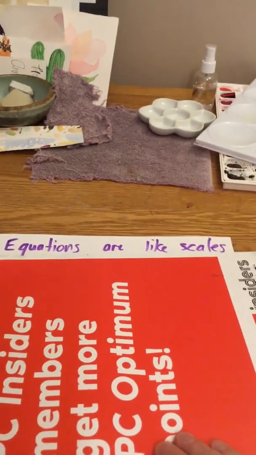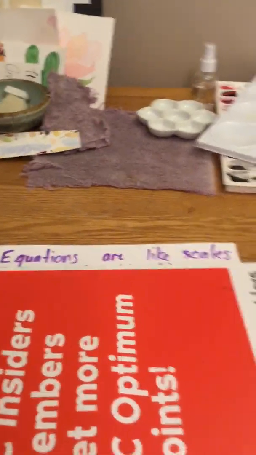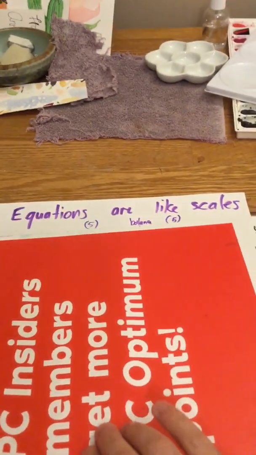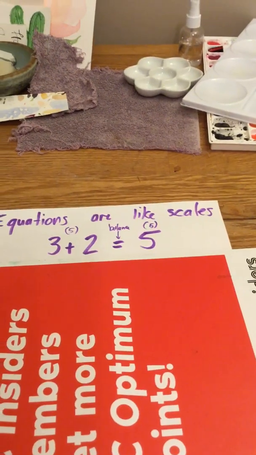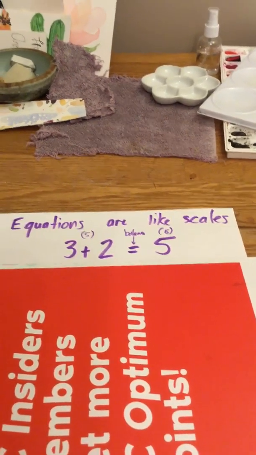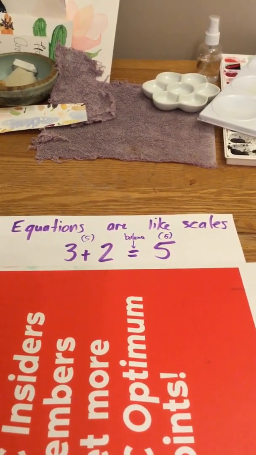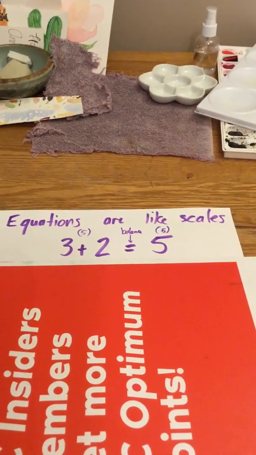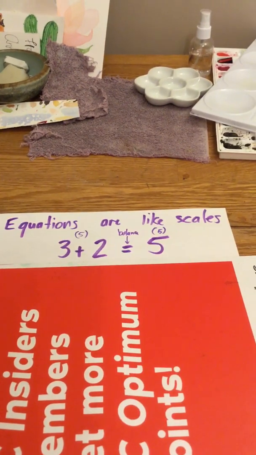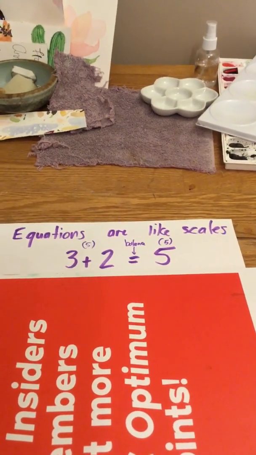This is where we get into the root of it. Equations are like scales. Okay, so think about the balance of a set of scales. So 3 plus 2 is equal to 5. So mathematically what that means is that my 3 plus 2 is worth 5, and on the other side of that equal sign is 5. They are in balance.